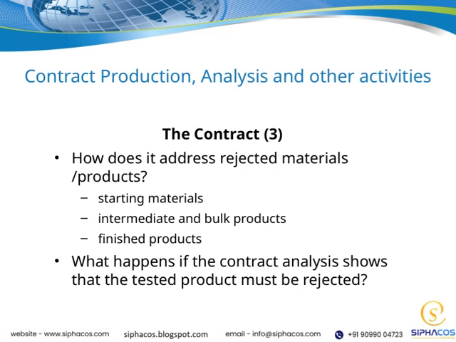This helps us maintain quality control throughout the entire process and ensures that any rejected products are handled systematically, minimizing risk and maintaining compliance. Overall, the contract is designed to provide a comprehensive framework for managing rejected materials at every stage, supporting quality assurance and regulatory compliance while aligning with our broader quality management goals.